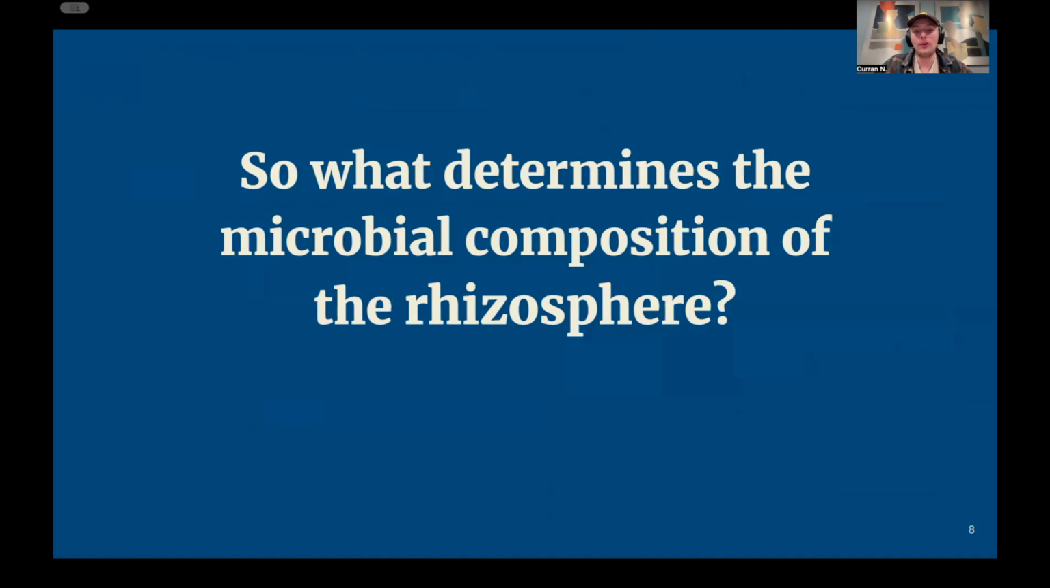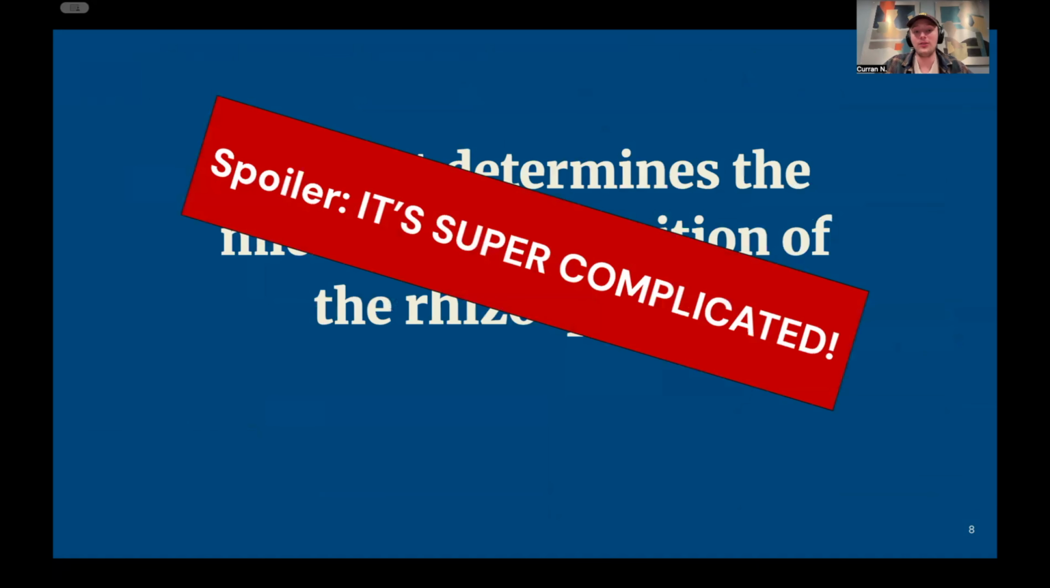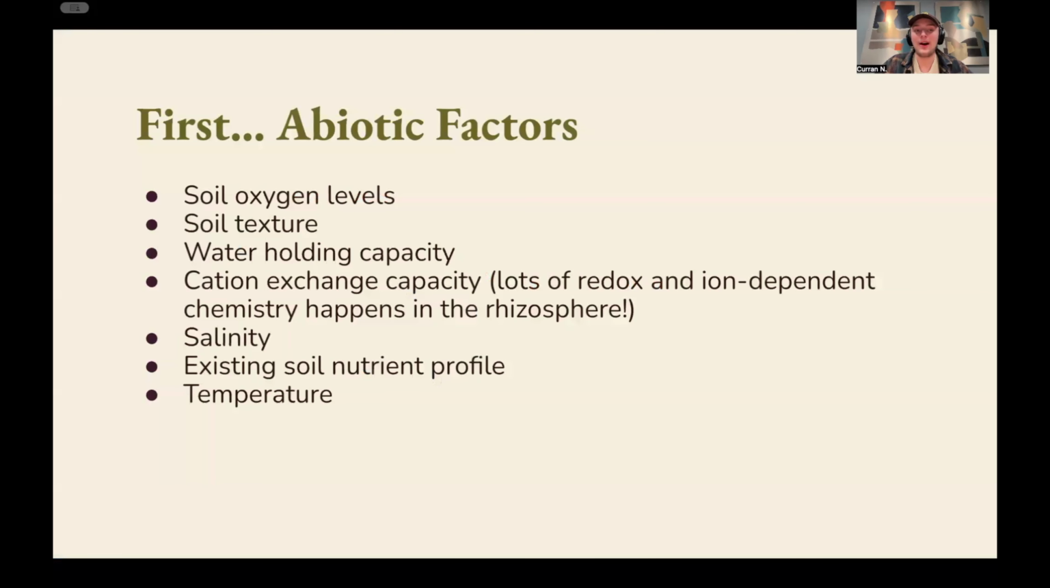What determines the microbial composition of the rhizosphere? Spoiler alert, it's very complicated. First, there's the abiotic factors, which determine what bacteria or other microbes are even present in the soil in the first place before we take into account the plant. So that's oxygen levels, texture, water holding capacity, cation exchange capacity, salinity, existing nutrients, and temperature.